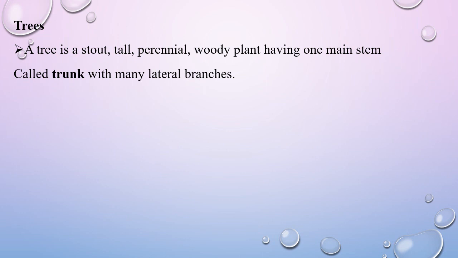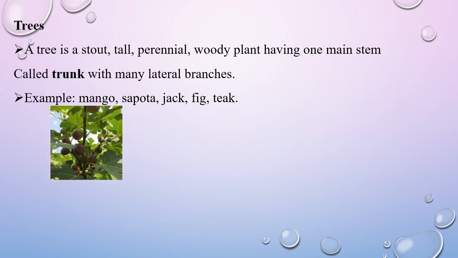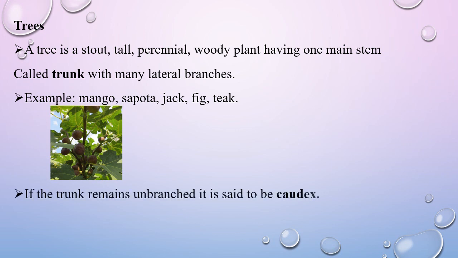Examples for trees, generally we can give many examples like neem tree, mango tree, sapota, jack, fig, teak, etc. We can also see some trees which do not have any branches, and these unbranched trees are called caudex. Examples for the caudex are palmyra and coconut.